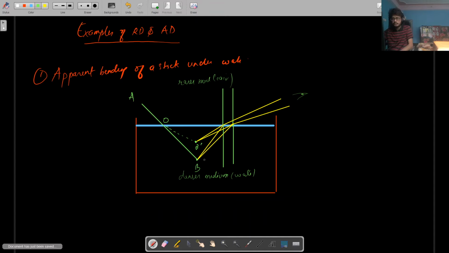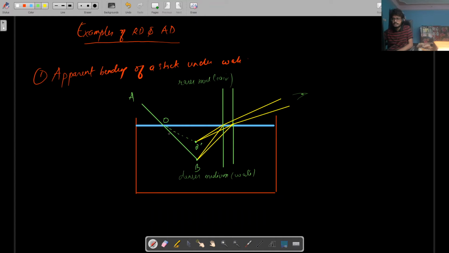We don't see AOB. We don't see the stick straight inside the water. We see the stick a little bit bent and deformed. Till the stick reaches the interface of water, it remains straight. After it touches the water and enters it, it'll be bent a little bit upwards. So it'll be straight and then bent a little bit upwards. So that is the example of real depth and apparent depth.